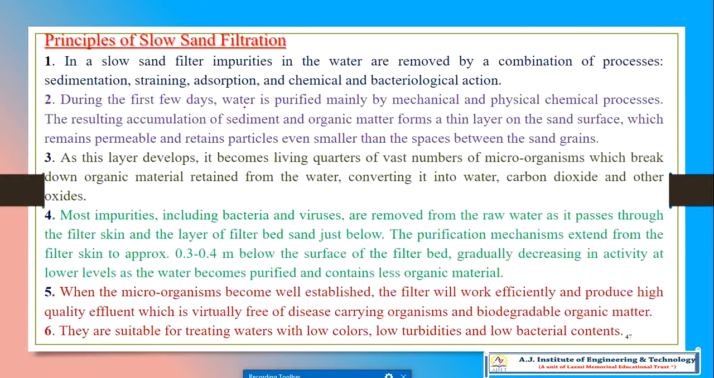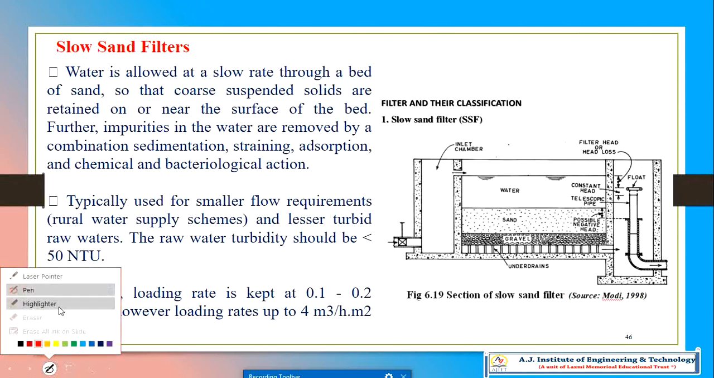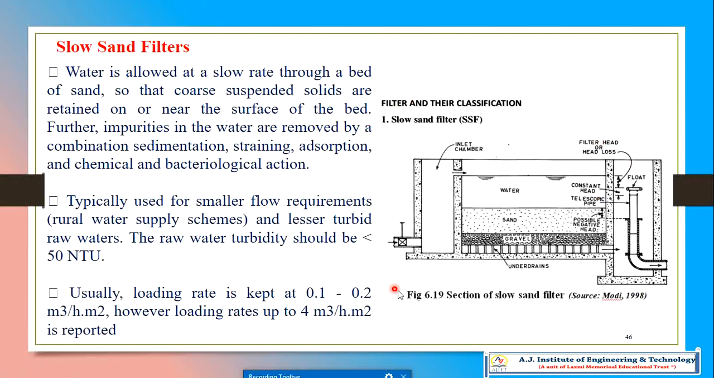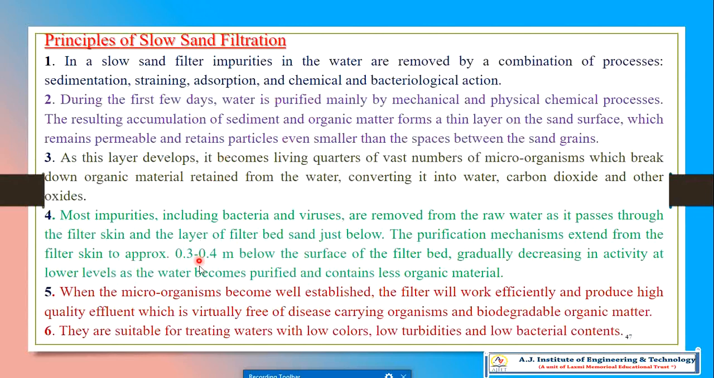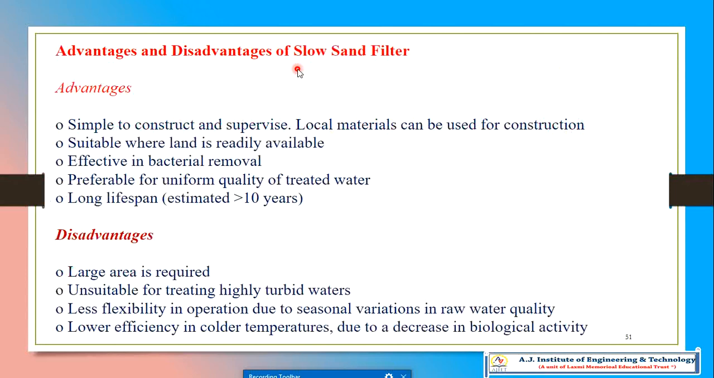Just once we'll go back to slow sand filter. We studied the process of the slow sand filter, as well as the diagram. Just see the diagram, very simple. You can copy this diagram for drawing. It is a very simple cross section, with the process described here, and the principle behind the slow sand filter. We have discussed its function, design criteria, and maintenance. With advantages and disadvantages, we have concluded the slow sand filter.